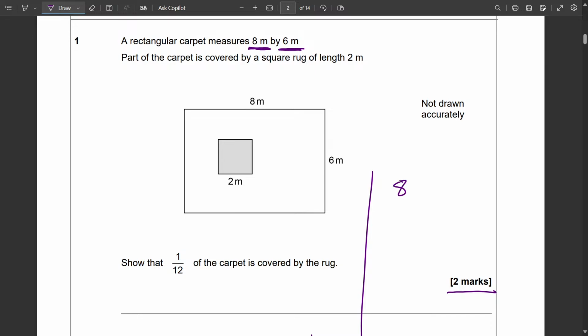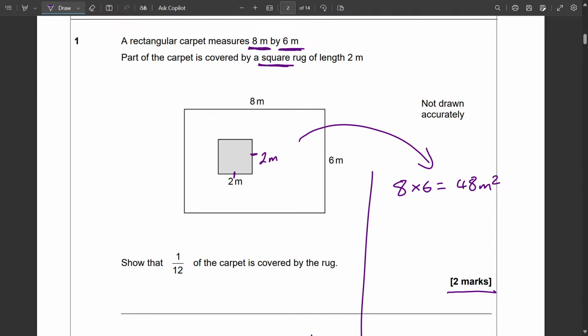That would get you 1 mark if you did 8 times 6, and we know that will give you 48 meters squared. That's the area of this carpet here. And then it says part of the carpet is covered by a square rug of length 2 meters. Two things are important here. Square. What does that mean? It means this length here is exactly the same as this width. So if this is 2 meters, that's also 2 meters. And that's the important part.